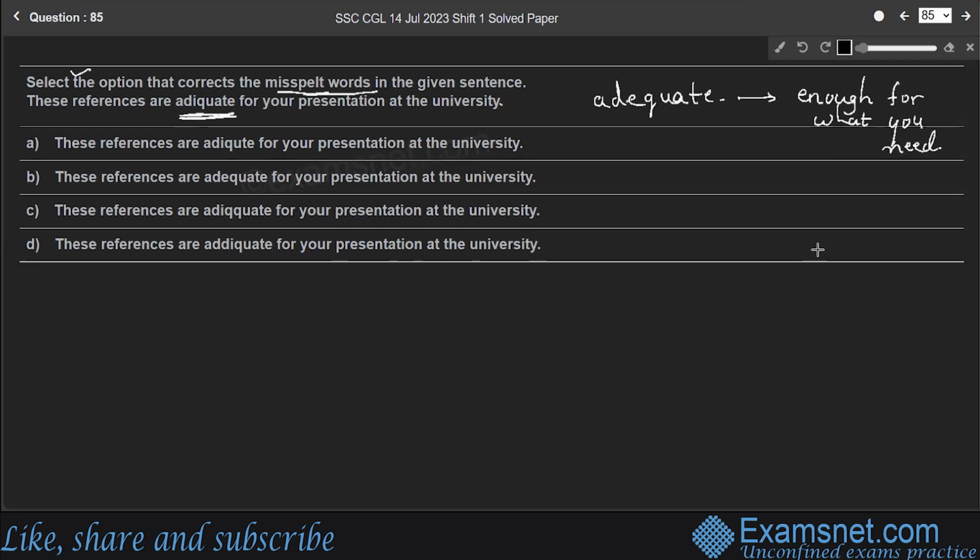So among the four options, option B is the right answer, which removed the misspelled word. So these references are adequate for your presentation at the university, right? So option B is the right answer.